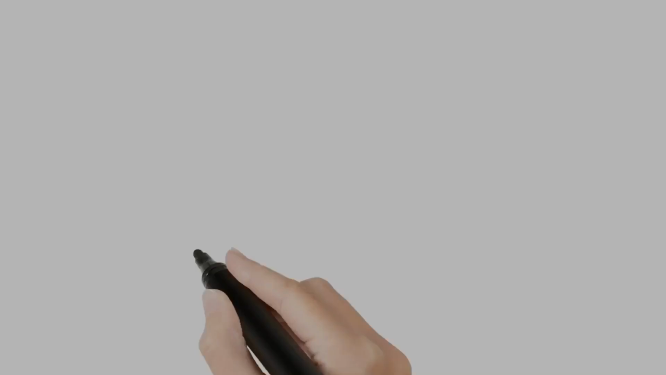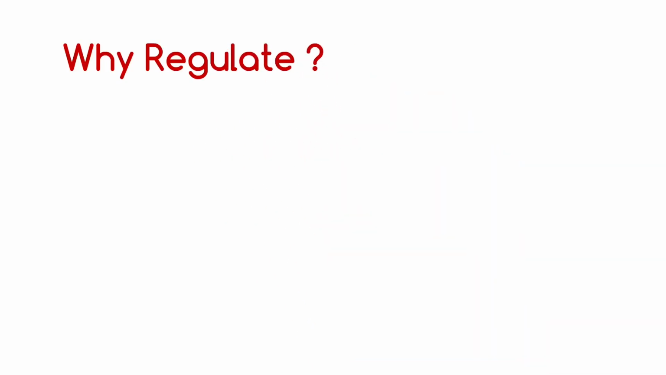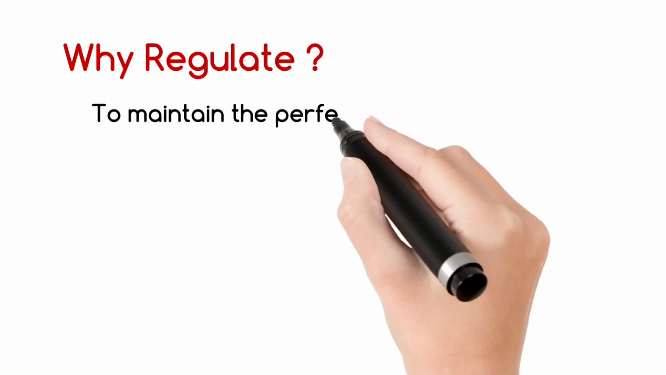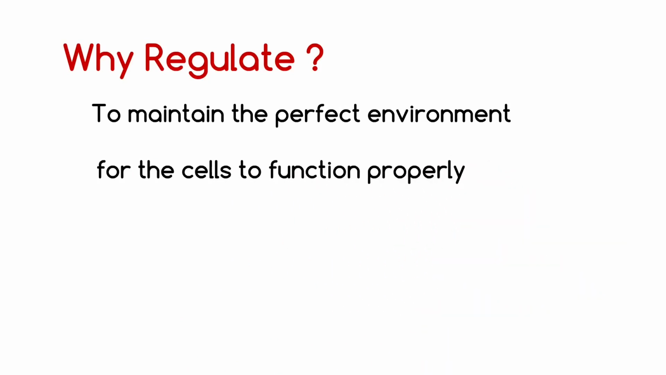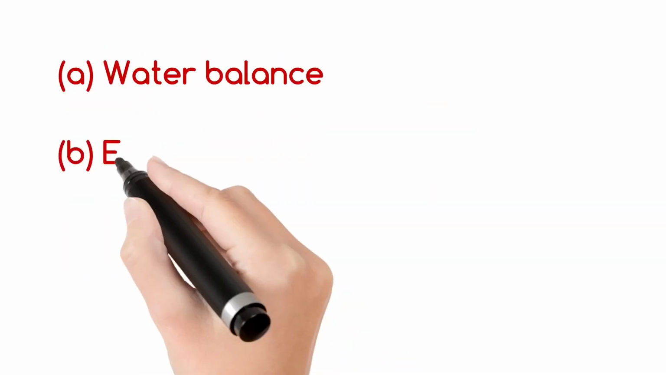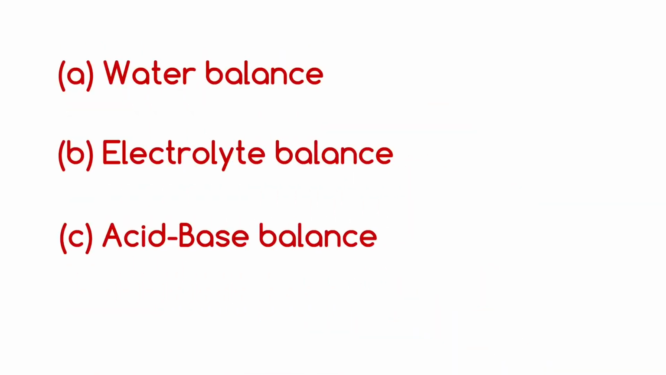And now, since we've got an idea about the excretory functions, let's go ahead and start with the regulatory. Now, what is the purpose of these regulatory functions? For our body cells to survive and function properly, they need their environment to be just right. And the kidneys play a very major role in doing that, by regulating the water balance, electrolyte balance, and the acid-base balance, which I'll be talking about in more detail in the coming videos.